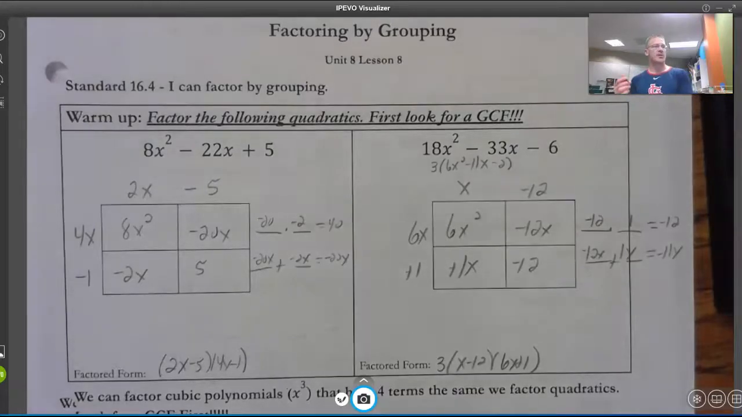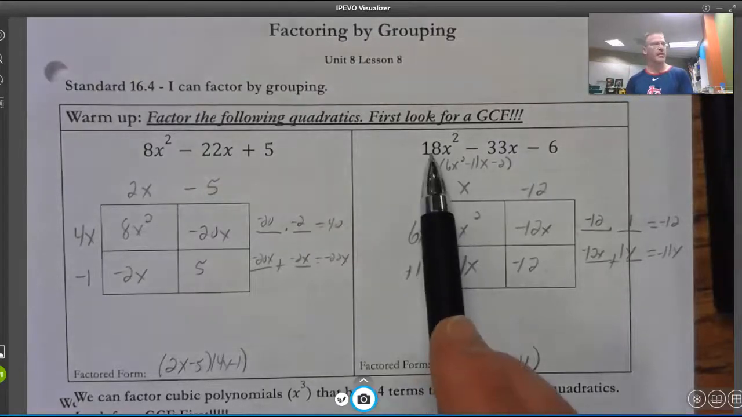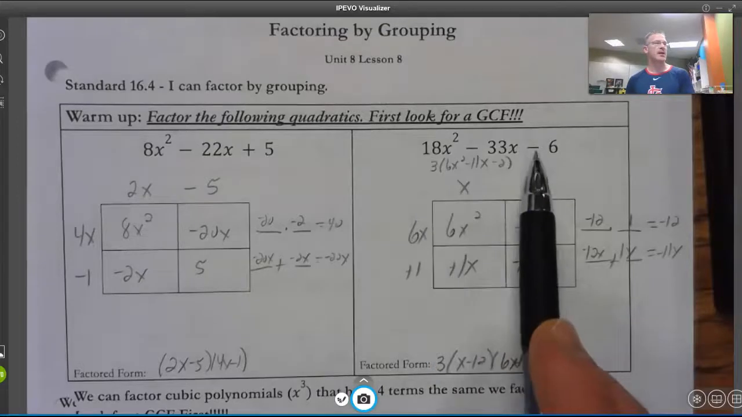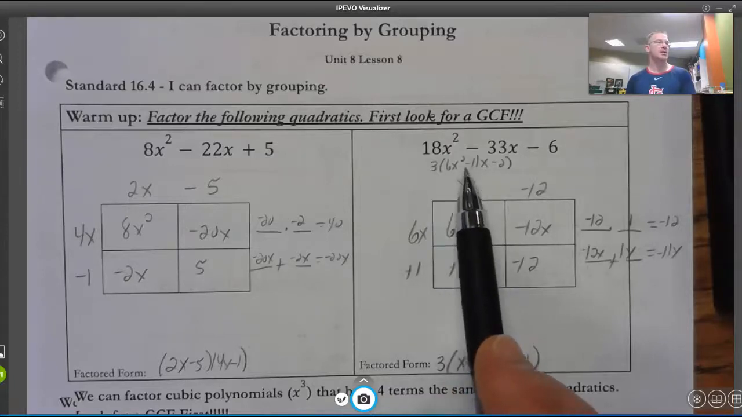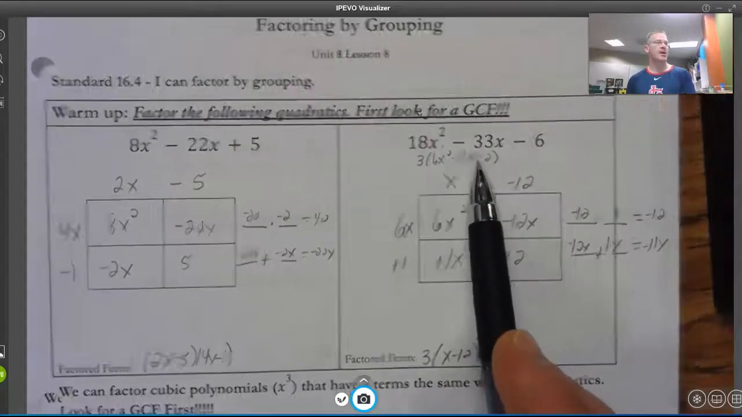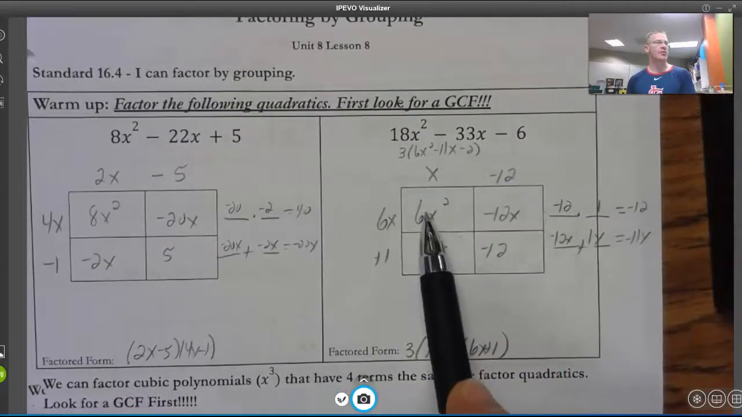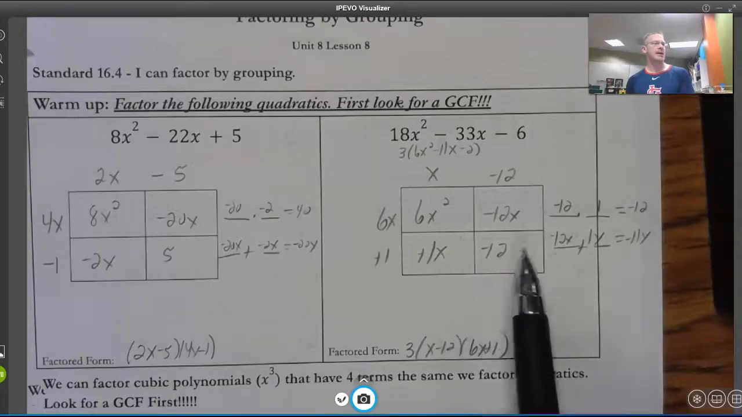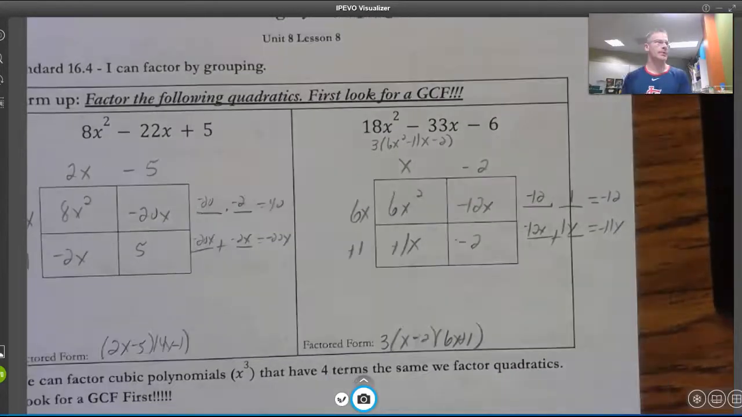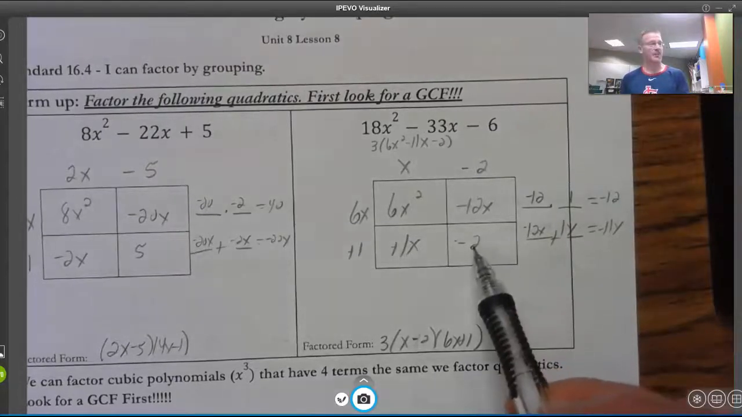Okay, now moving to the second one. We did have a GCF in this problem because I can take a 3 out of all three terms, and that gets you from 18x squared minus 33x minus 6 to 3 times the quantity 6x squared minus 11x minus 2. Then once again, we drop our a term in the first box. This should be a negative 2 here. Let me pause and correct that real quick. Sorry about that, I just wrote an extra 1 in there, but it should be a minus 2 here.